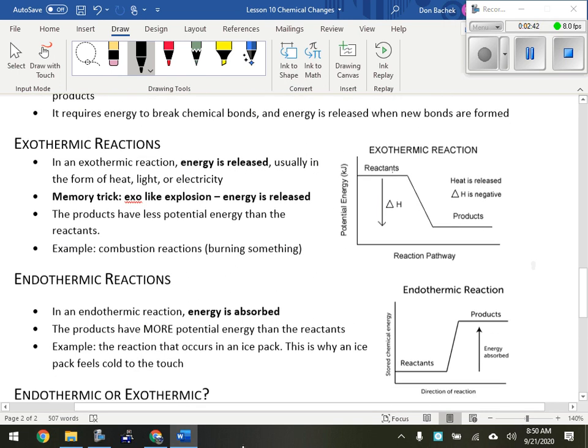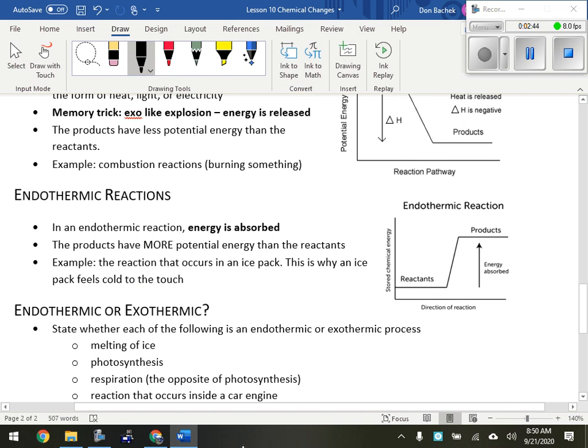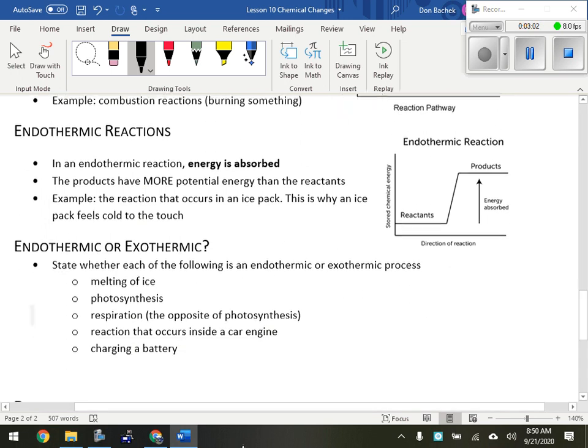Endothermic is basically something that takes in energy, like a cold pack, for example. If you put ammonium nitrate, which was one of your compounds, into water, it should get kind of cold. That is an example of an endothermic reaction. Okay. Good? Yeah? All right.